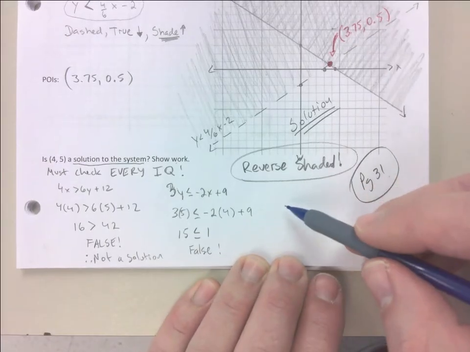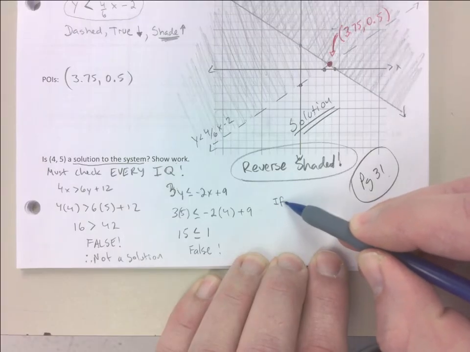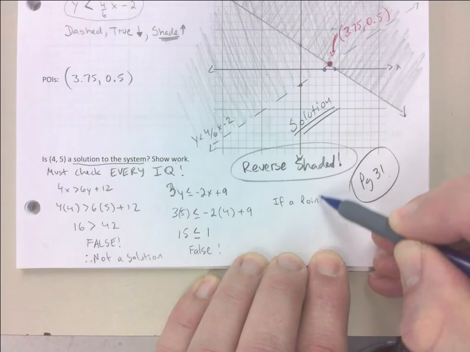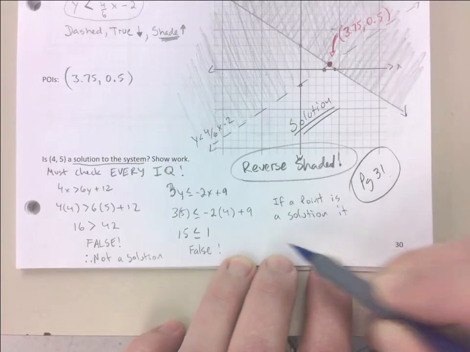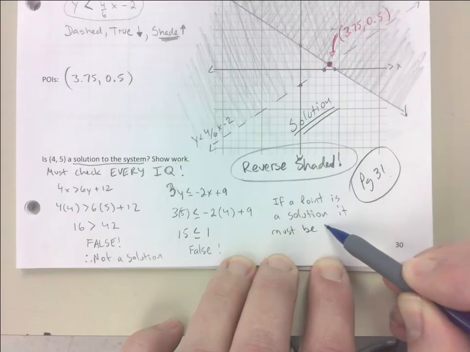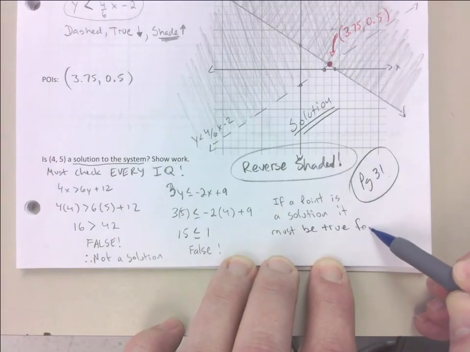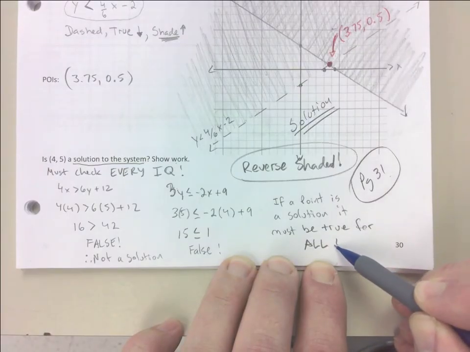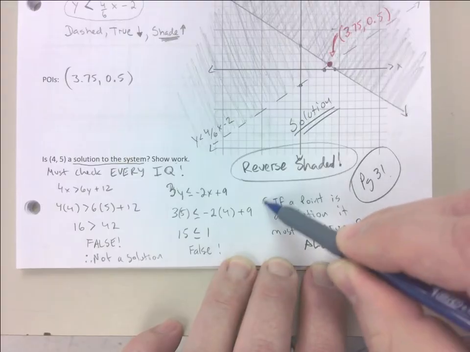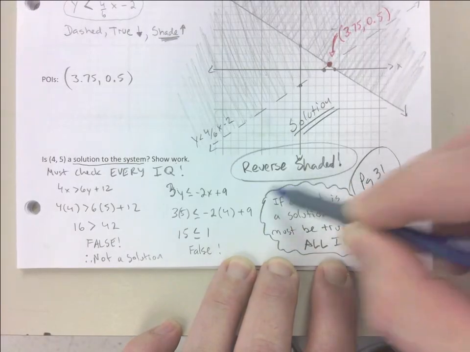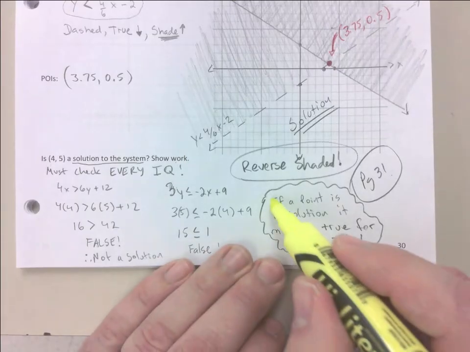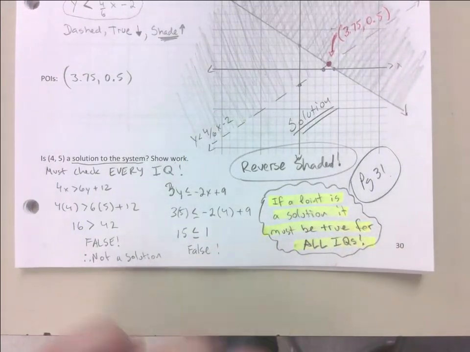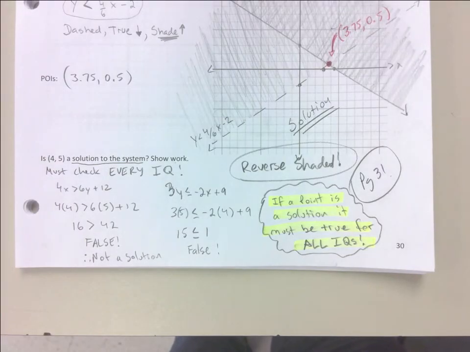I will make a note here. If a point is a solution, it must be true for all inequalities. Okay? Make sure you have a cloud around that and maybe highlight it. It must be true for all the inequalities. Otherwise, we would say it's not a solution to the system. Okay?